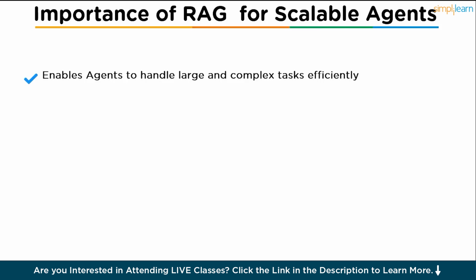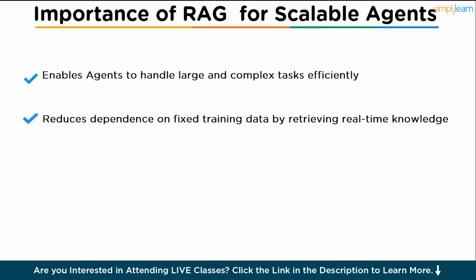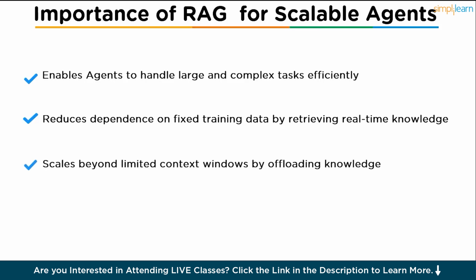Firstly, handling complex tasks. RAG enables agents to manage large and dynamic tasks by offloading knowledge retrieval, ensuring efficiency without overwhelming memory. Secondly, we have real-time knowledge access. By retrieving up-to-date information from external sources, RAG reduces reliance on fixed training data, allowing agents to stay current in rapidly changing environments. Third, we have overcoming context window limits: RAG extends an agent's capability beyond a limited context window, enabling them to process vast amounts of data efficiently. With RAG, agents become smarter, faster, and better equipped to take on real-world challenges while maintaining accuracy and relevance.